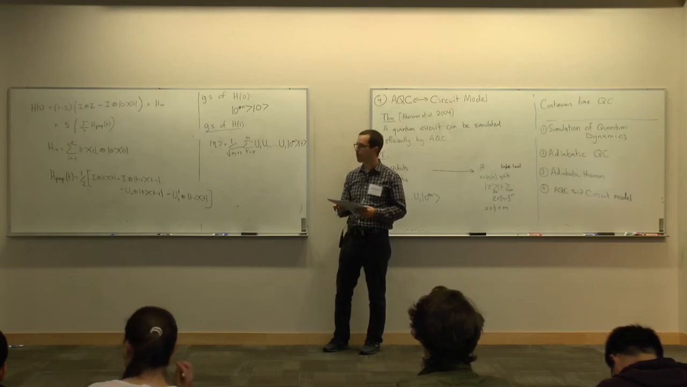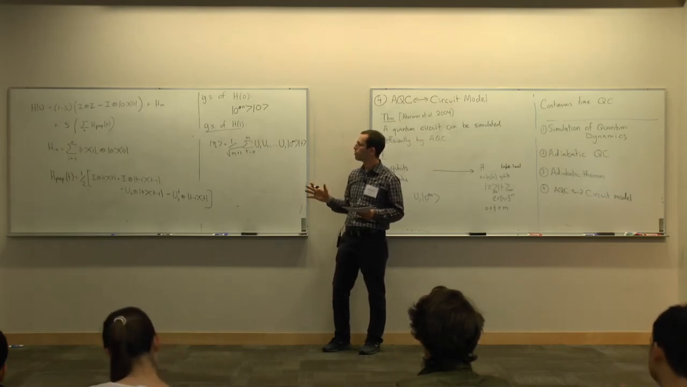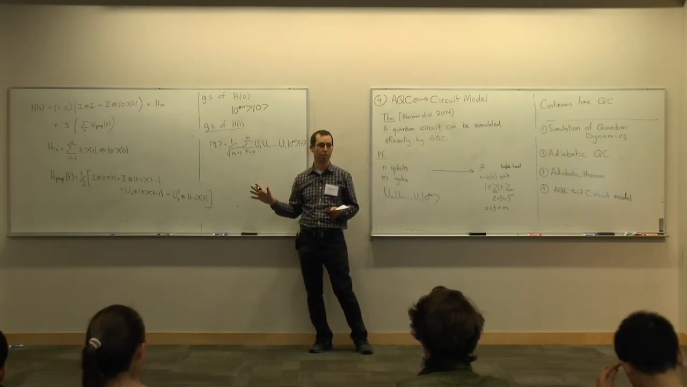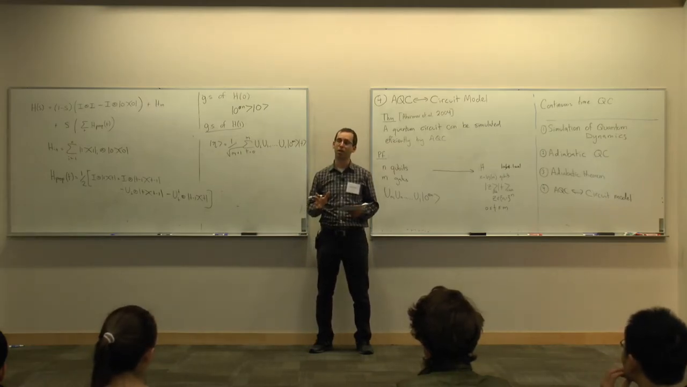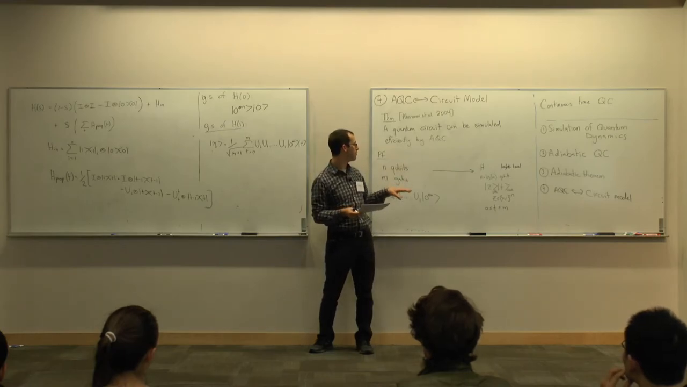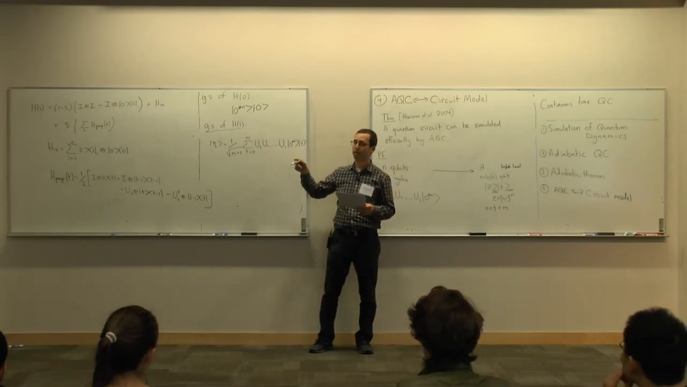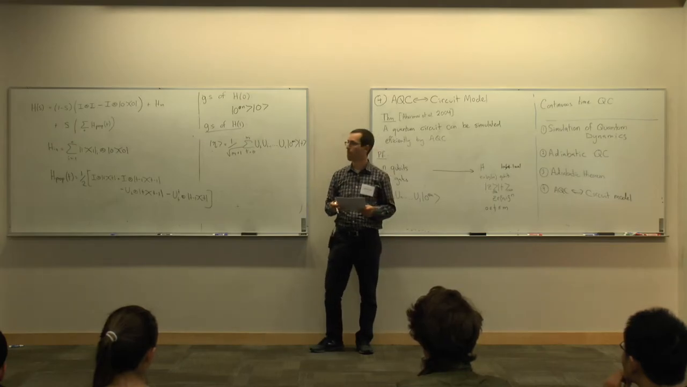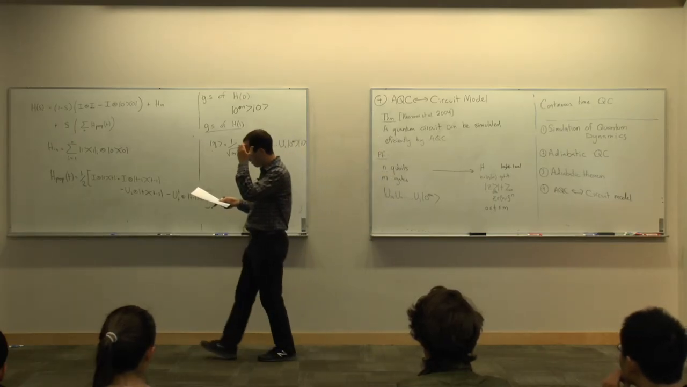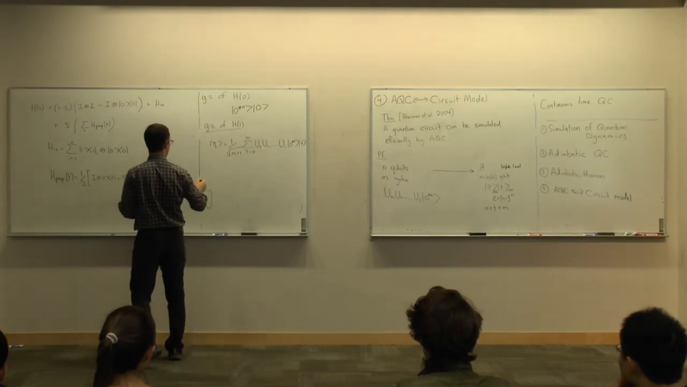Okay? So now all we have to do is show that this is an efficient algorithm in the adiabatic model, which means we need to show an upper bound on the norm of the first two derivatives of the Hamiltonian, as well as a lower bound on the spectral gap. The upper bound on the norm is completely trivial in this case.